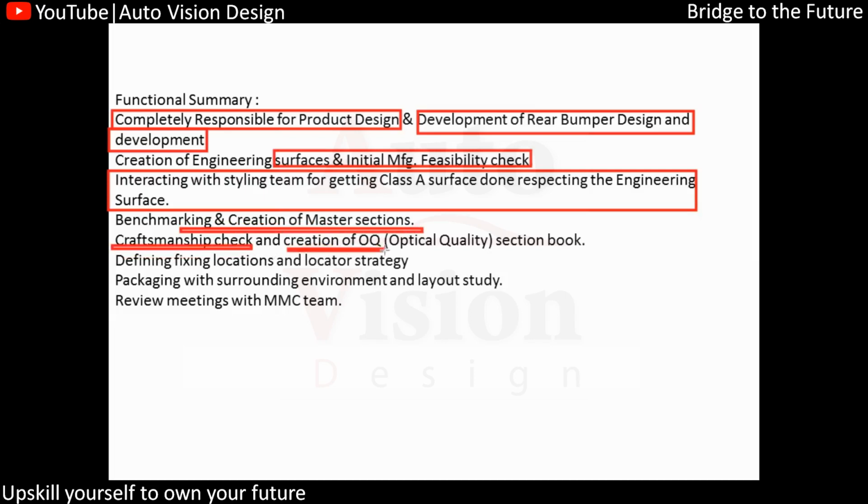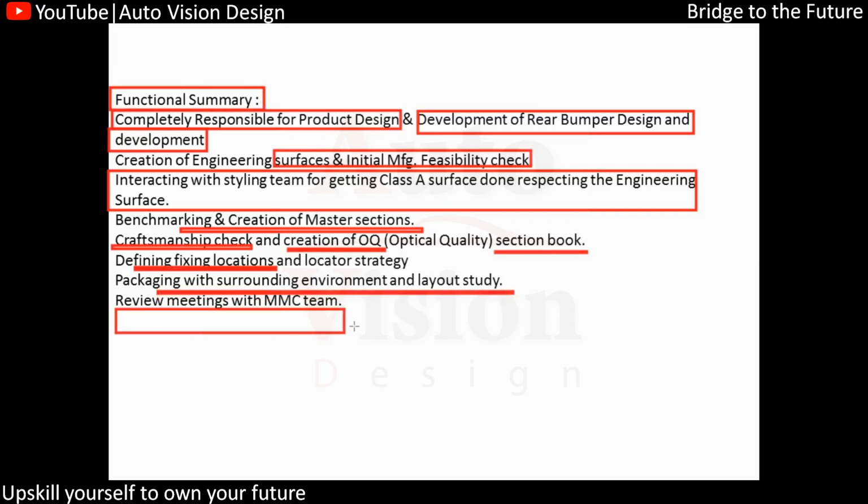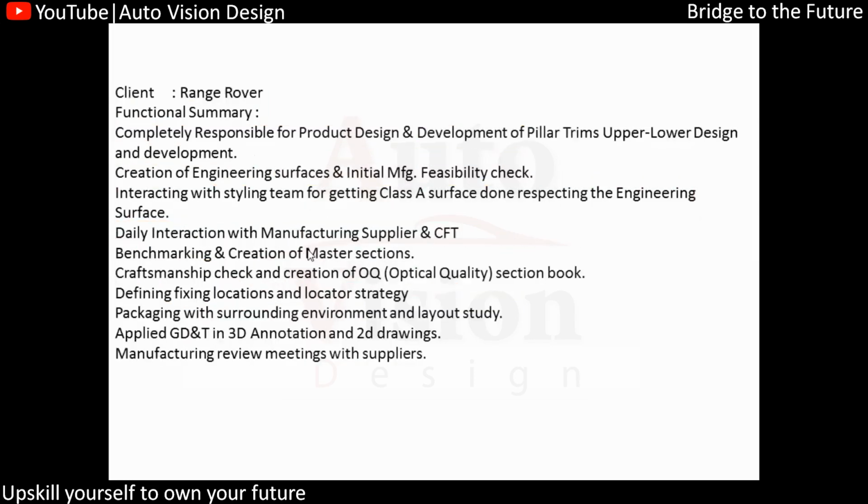Then creation of OQ, PQ sections, the optimum quality and pursuing quality. This section book helps if you have done it anytime, so you can mention that. Then defining the fixation and location strategy with the help of the 3-2-1 principle that we already saw in the job description, so you can add that in your functions summary as well. Then packaging with the surrounding environment parts and the layout study, and meetings with the company team or project you have, which you can mention somewhere here. So this is something you are going to add over here.